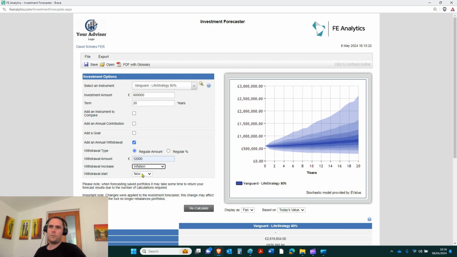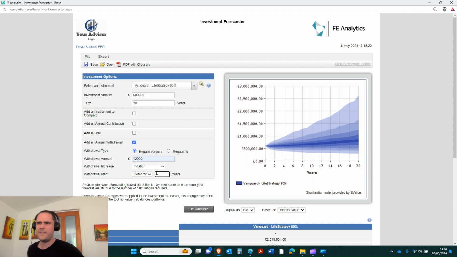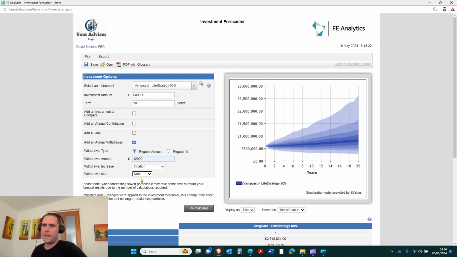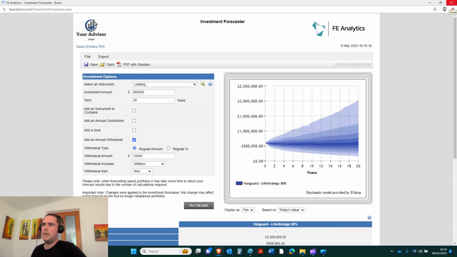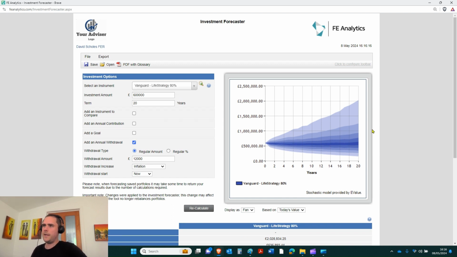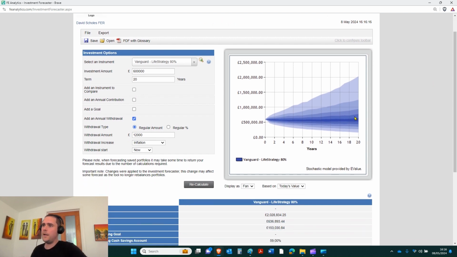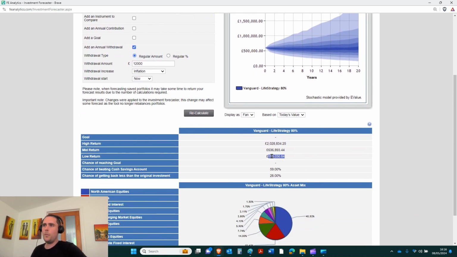And then I want the withdrawal to start today, or I can defer it and delay it by a certain number of years. Maybe the client doesn't retire for another 10 years or 5 years, so I can delay the withdrawal up until then. But I'm just going to say now, and if I click on calculate, there we go. It gives me a new set of results and says, well, look, Mr. and Mrs. Client, with that 600,000 projected up over the next 20 years, you can easily take £1,000 a month, because when you look at the high, mid and low, if I scroll down a bit, you can see even the worst case scenario hasn't got you running out of money.